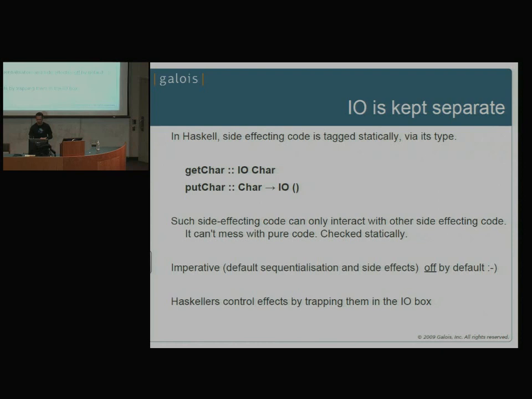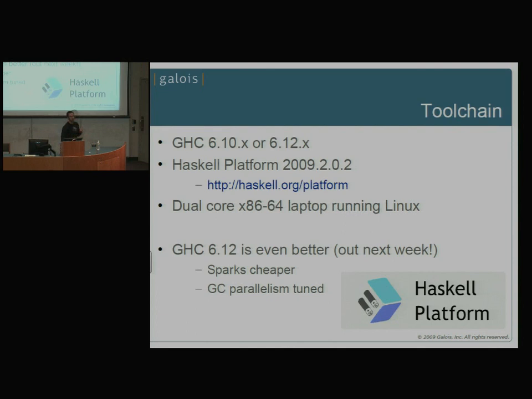Okay, so the tool chain. GHC is the main compiler. 6.10 is out now. 6.12 is probably going to be out next week. There's a one-click installer for pretty much every distro out there now. You just go there, there's a Windows installer and a Mac installer and lots of Linux distros. Fedora ships with the Haskell platform now, Fedora 12. Debian just got the Haskell platform. So it's very easy to get the same environment on every distro.